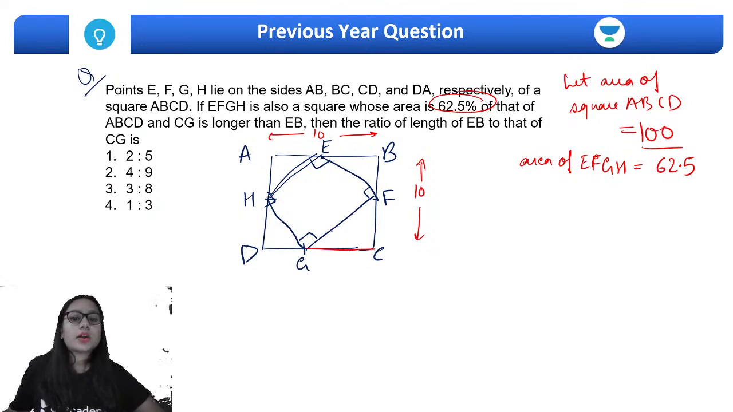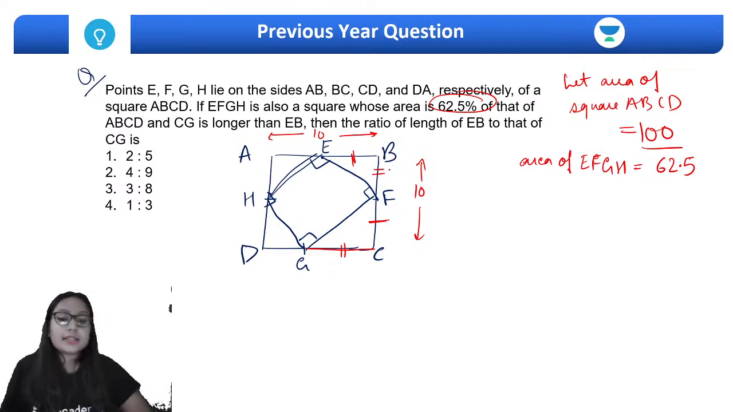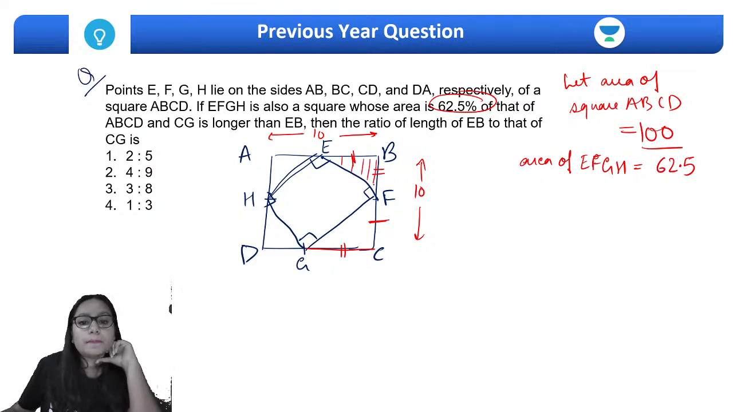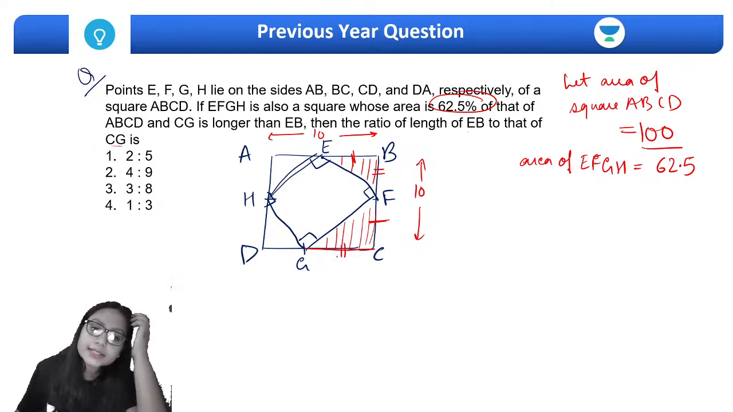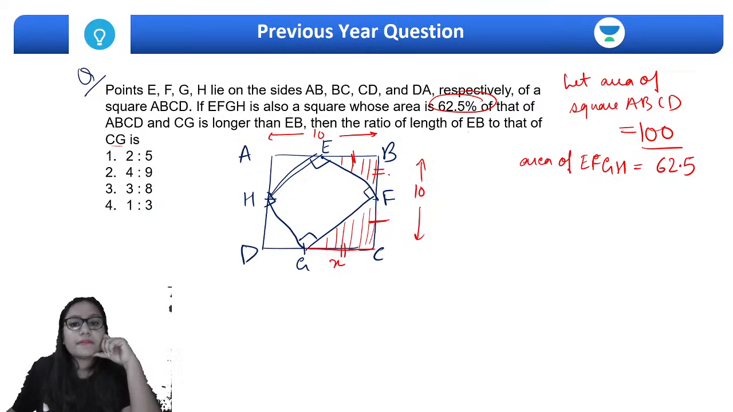Since this is a square, I can say that side CG would be equal to BF and this side would be equal to this. And since this is a square, EF would be the same as FG. Hence, these two triangles would be congruent to each other. Now, in this question, we have to find the ratio of the length of EB to that of CG. If I take this side as X, BF will also be X and this side would be 10 minus X. So, basically, we have to find the ratio of 10 minus X to X. This is what I need to find.